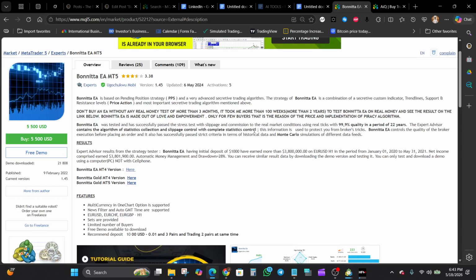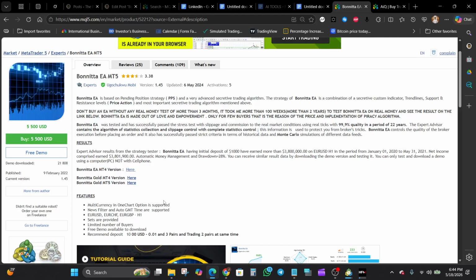Another interesting point mentioned is the idea of execution protection. So the EA is described as having tools that evaluate broker execution quality, including slippage control and statistics collection before placing trades. All right, so that suggests the system is designed to be sensitive to broker conditions rather than just blindly executing signals.